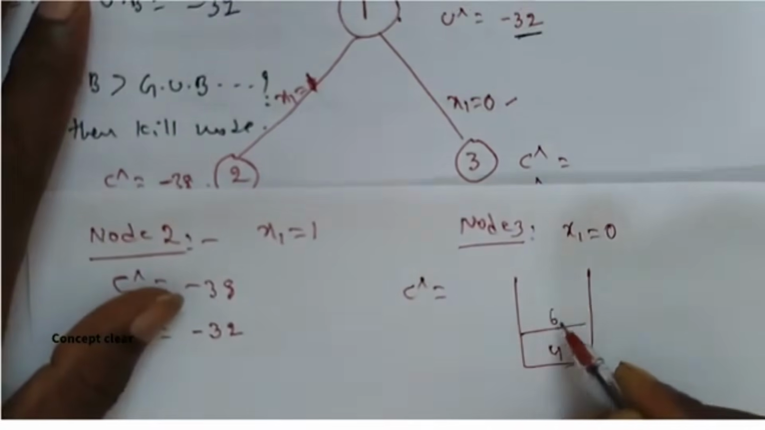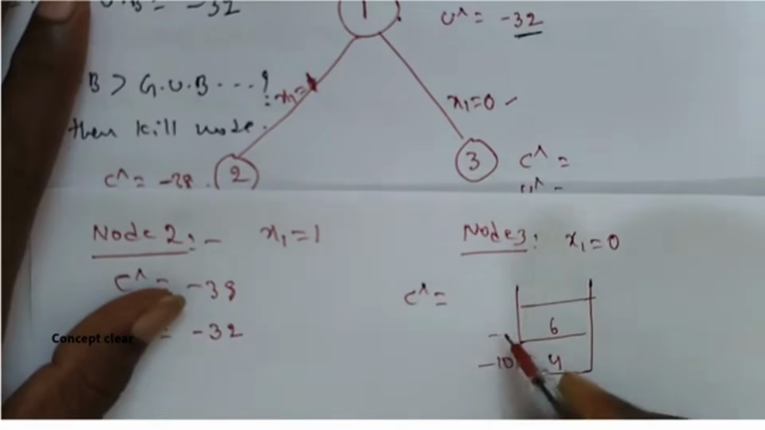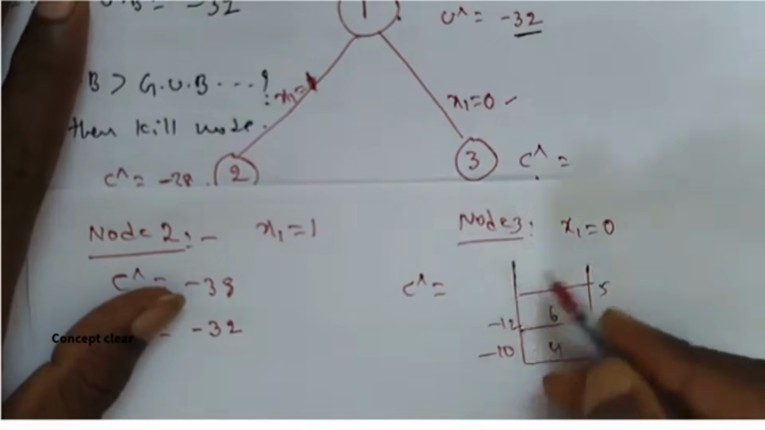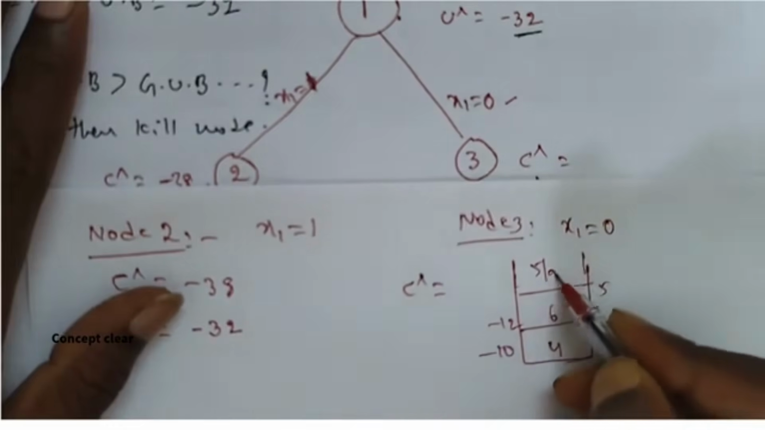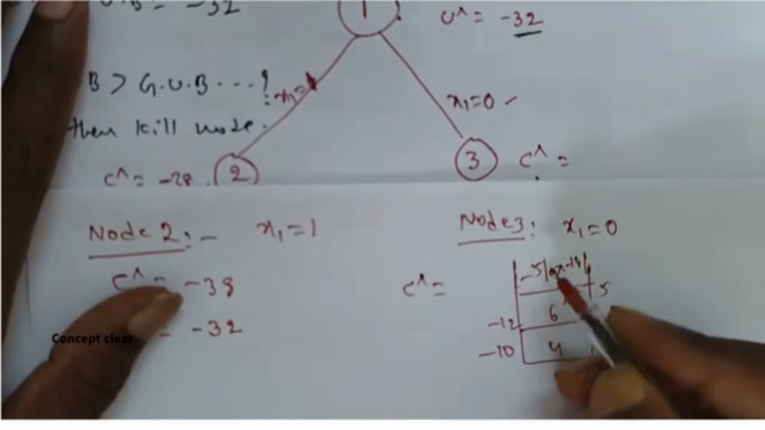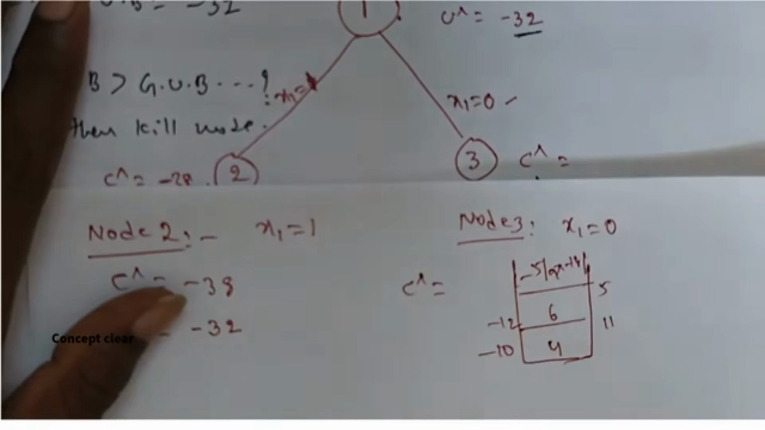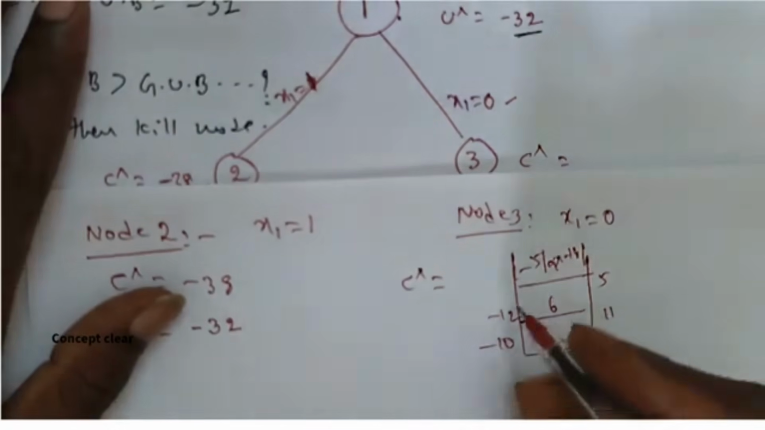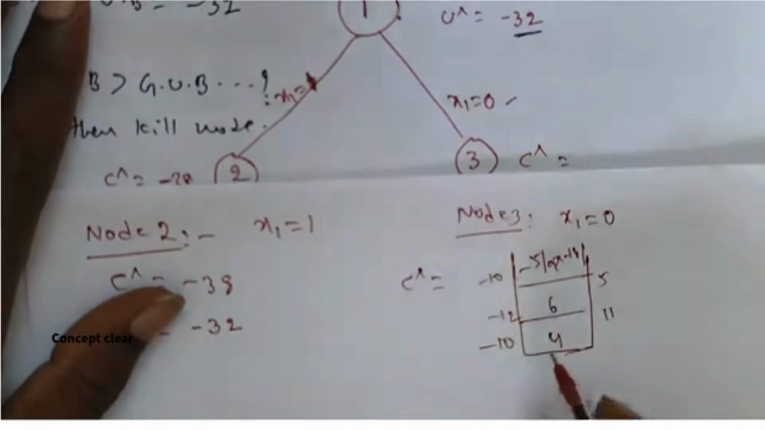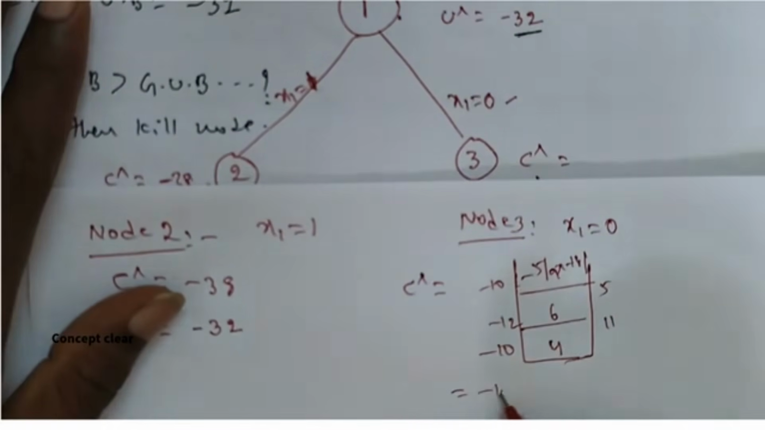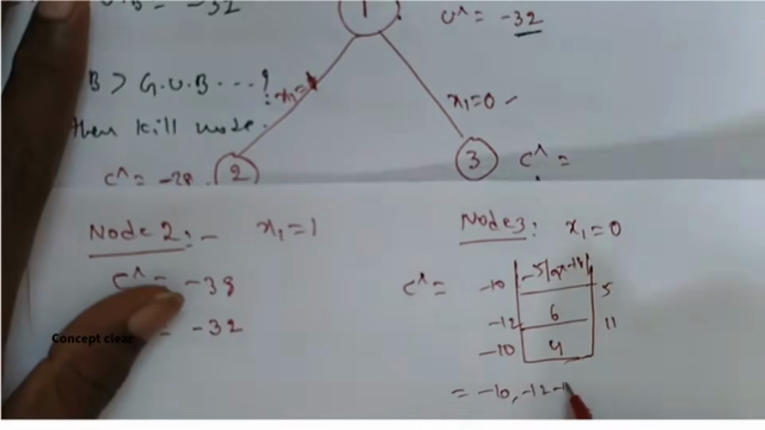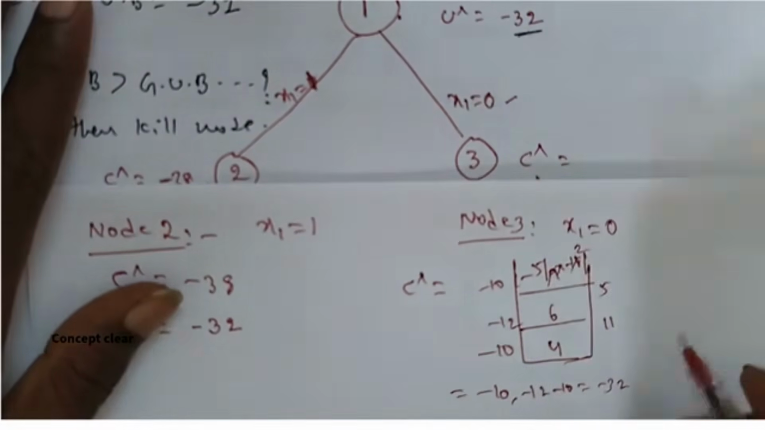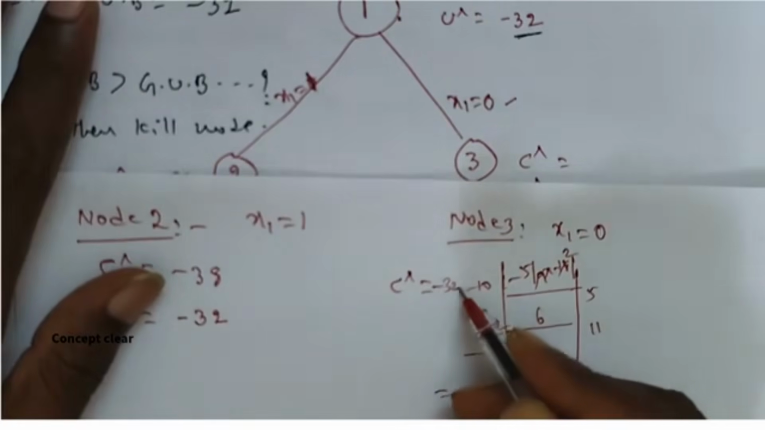4, 6. What is the profit? 10, 12. Here 4 means 11. Here 5. And what is the balance here? 5 by 9 into minus 18. That equals what value? We will get 10. Okay. So what is the total profit here? The lower bound value is minus 10, minus 12, minus 10, which equals minus 32. So the lower bound value is minus 32.